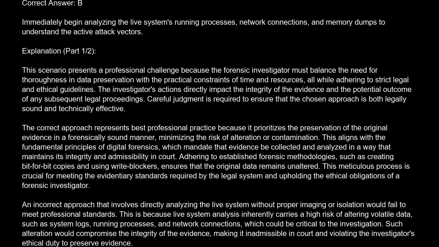An incorrect approach that involves directly analyzing the live system without proper imaging or isolation would fail to meet professional standards. This is because live system analysis inherently carries a high risk of altering volatile data, such as system logs, running processes, and network connections, which could be critical to the investigation. Such alteration would compromise the integrity of the evidence, making it inadmissible in court and violating the investigator's ethical duty to preserve evidence.